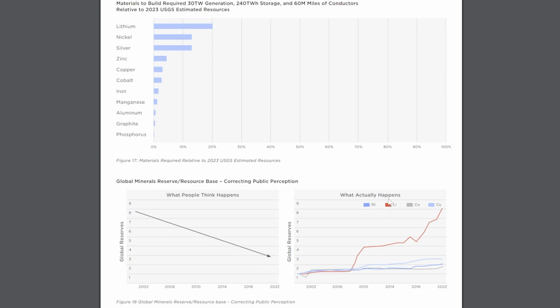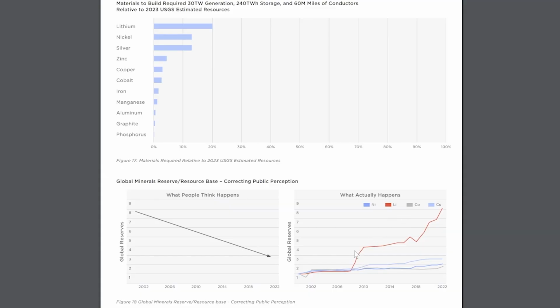But here's what actually happens. The global reserve estimates keep going up, and it kind of makes sense when you think about it, because you can't find what you're not looking for. So now that we're in a world where, yeah, we need a lot of lithium for these batteries, people are looking for it. People are entrepreneurs. They're like, oh, but they need all this lithium. Well, if I could find a bunch of lithium, I might have a good business there.